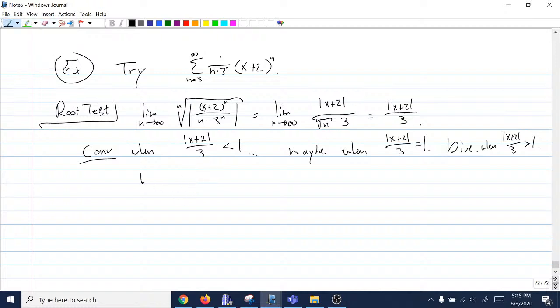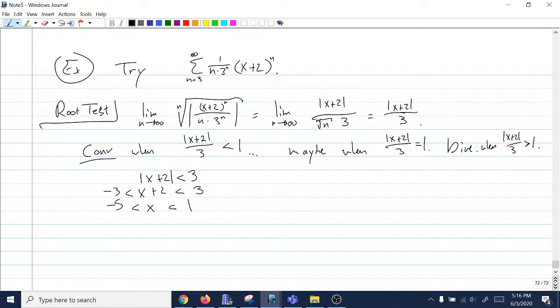How do I solve this? I get absolute value of x plus 2 less than 3. That tells me that x plus 2 is sandwiched between negative 3 and 3. If I subtract 2 from all sides, I get x is between negative 5 and 1. My interval of convergence is some interval from negative 5 to 1.